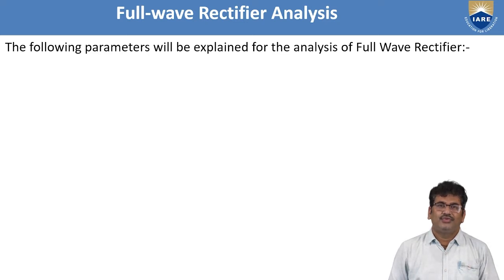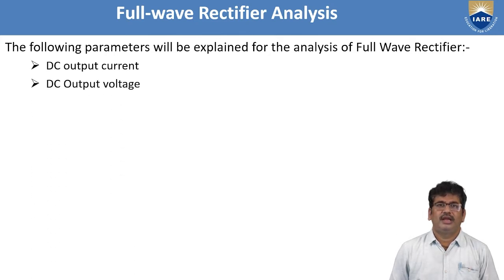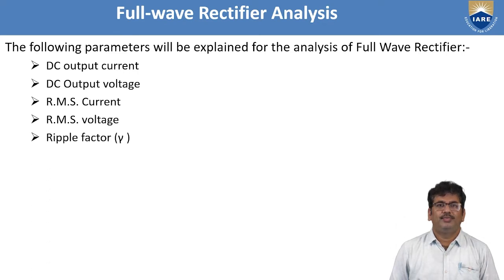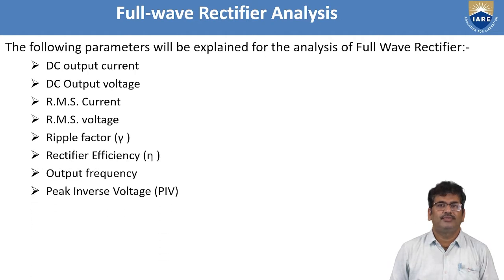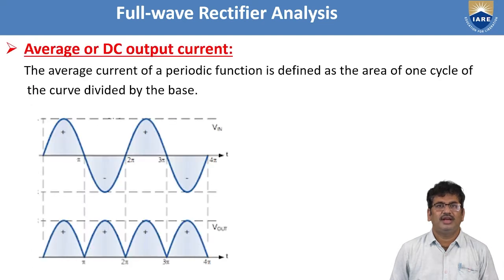For analyzing the full wave rectifier efficiency, a few parameters are used for explaining the analysis of the full wave rectifier. They are DC output current, DC output voltage, RMS current, root mean square current, RMS voltage, that is root mean square voltage, ripple factor, rectifier efficiency, output frequency, peak inverse voltage, peak factor, form factor, and transformer utilization factor.